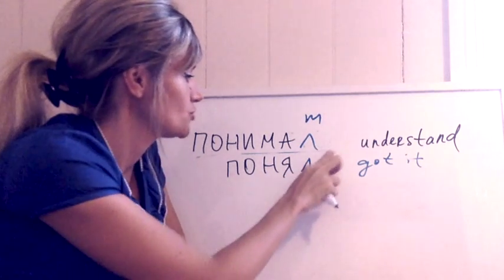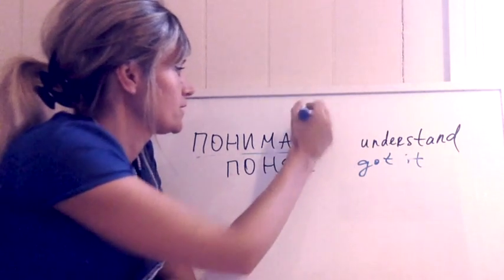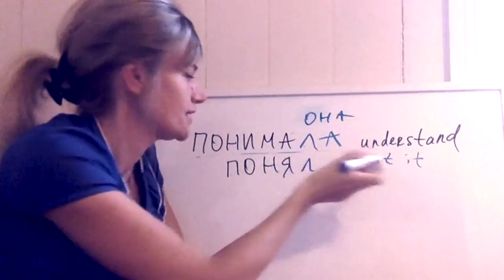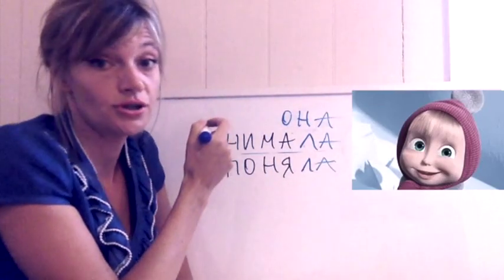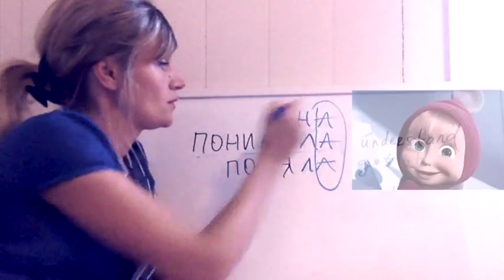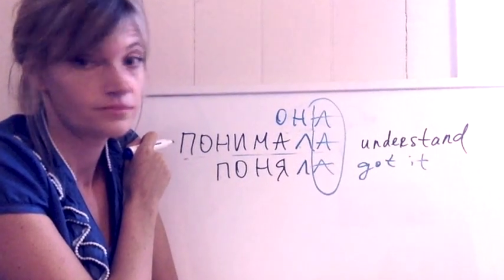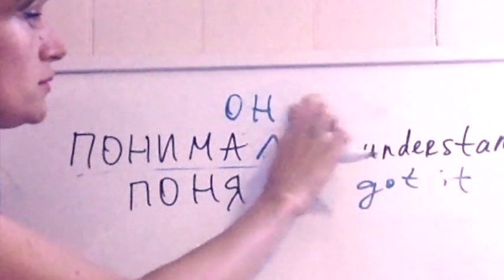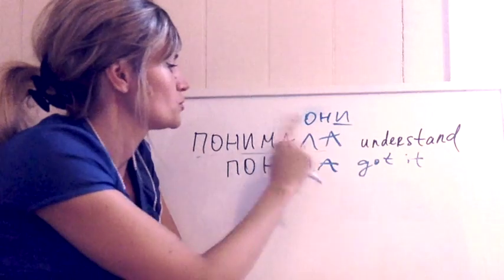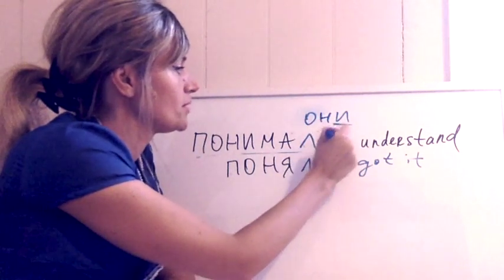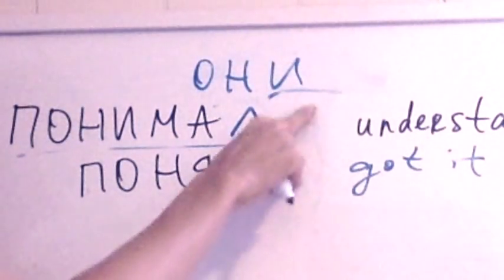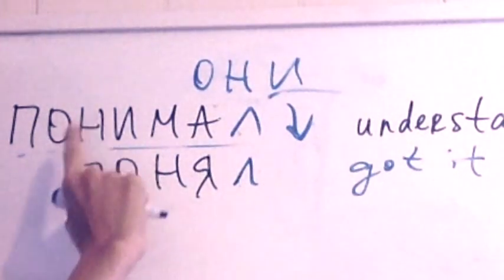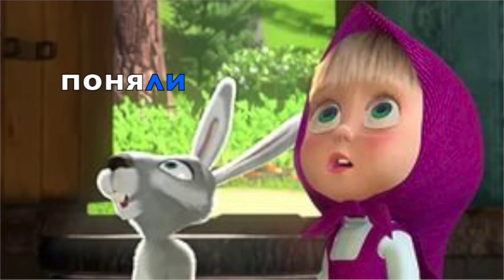Хорошо. Let's make it feminine. She. Она понимала. She was understanding. And она поняла. She got it. Okay, if it's plural, они, they were understanding, они понимали, so this E goes here. Они понимали, они поняли, they got it.